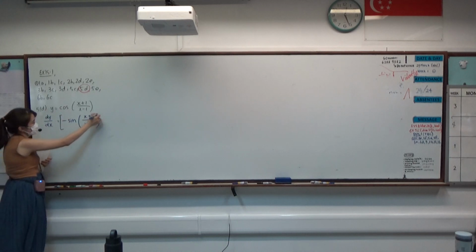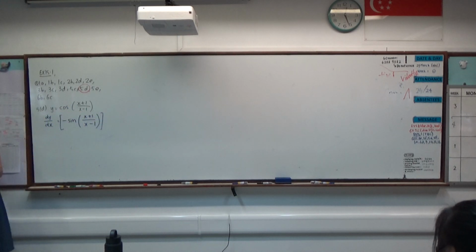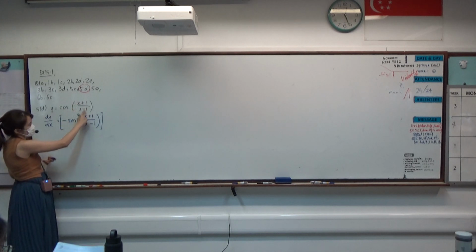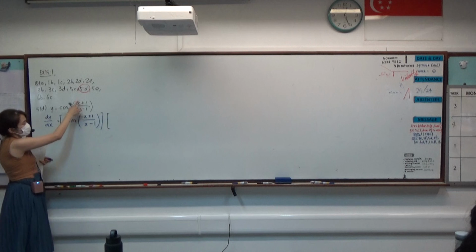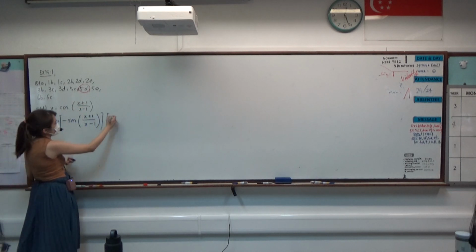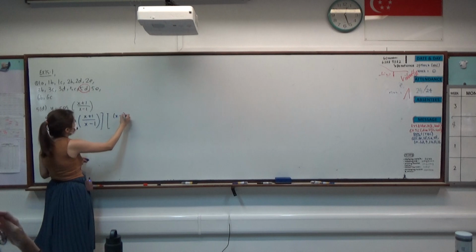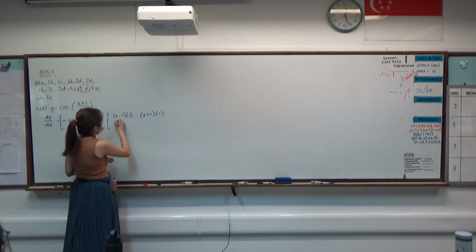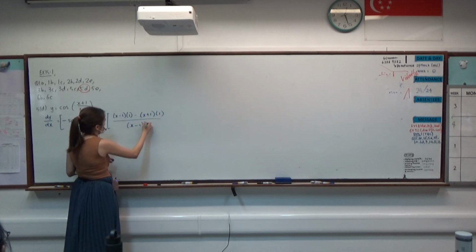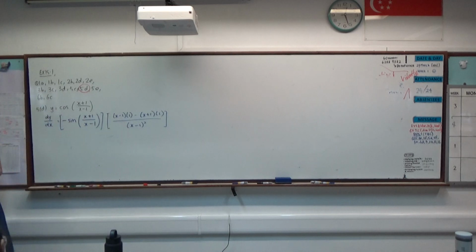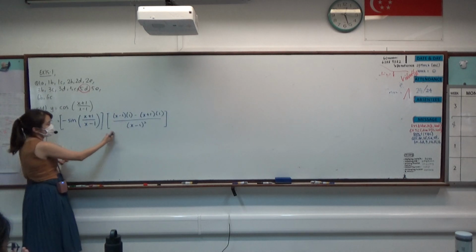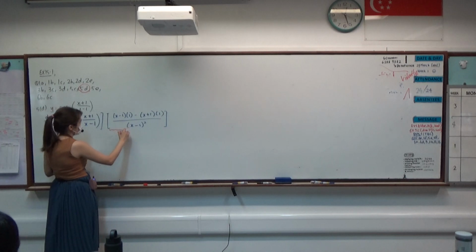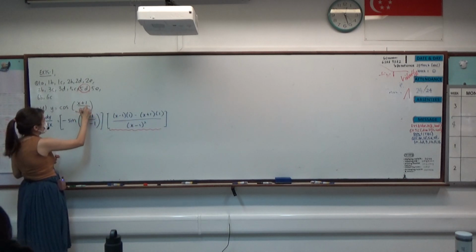Then we proceed inside towards the angle. We see that the angle is (x plus 1) over (x minus 1), and that's where we need to apply our quotient rule. Applying the quotient rule, we keep the bottom, differentiate the top, minus away, keep the top, differentiate the bottom, over (x minus 1) squared. This part itself is the differentiation of the angle inside.